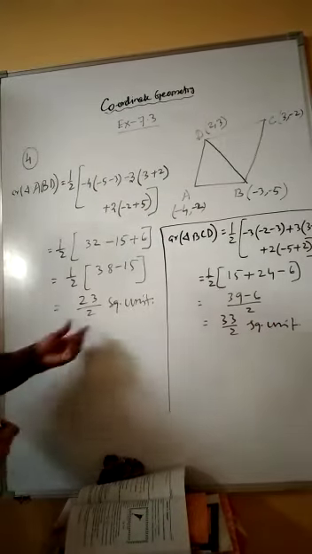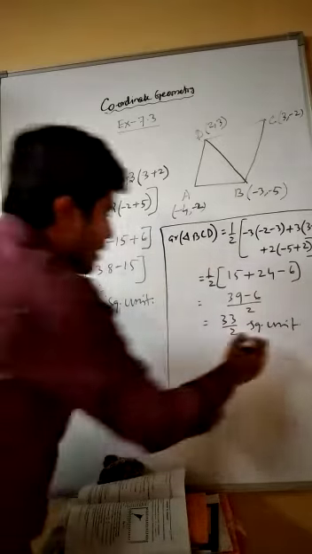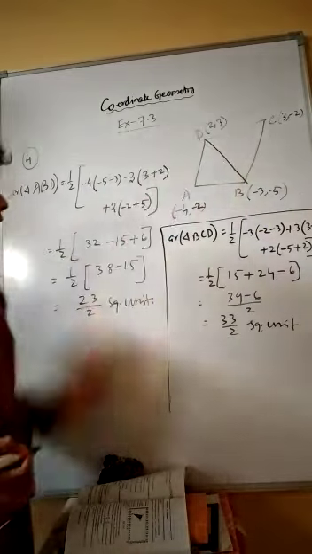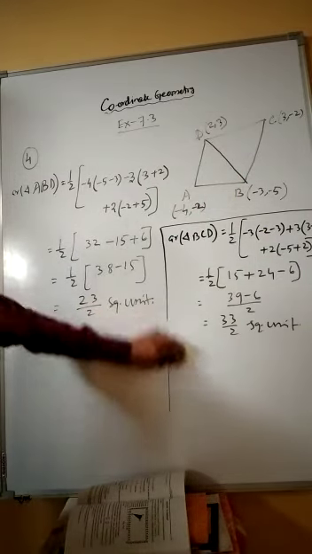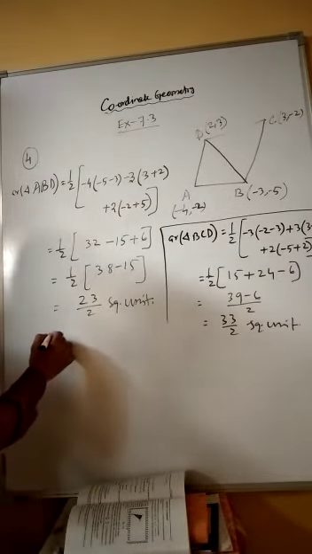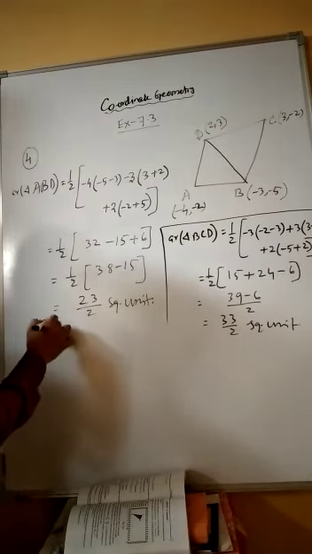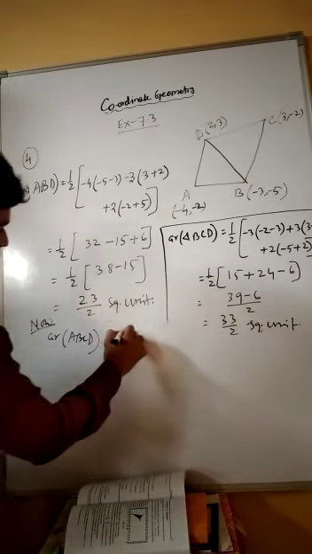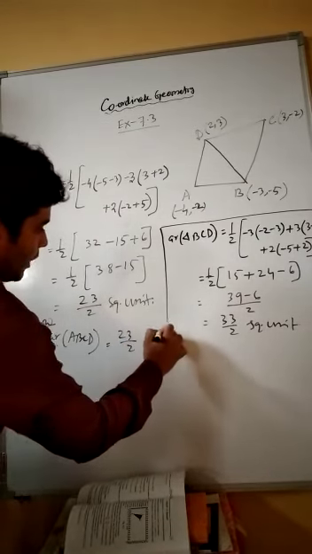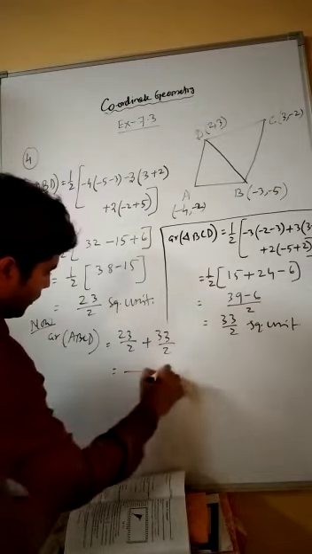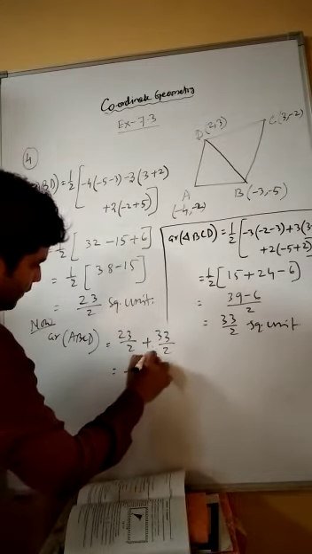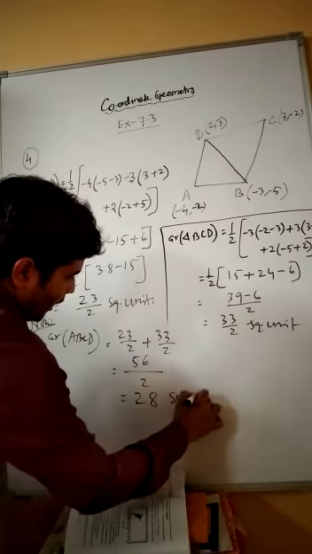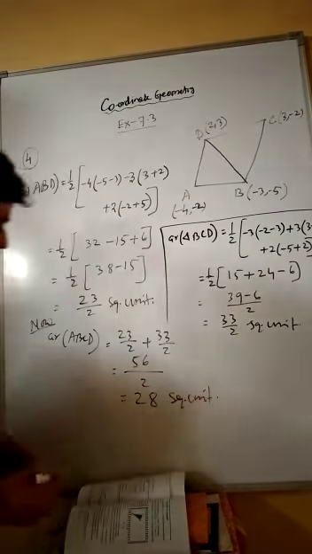So this one and this one are separately the areas of these two triangles. Now to get the full area, we have to join them. The area of ABCD equals 23 by 2 plus 33 by 2. The LCM is 2, 23 plus 33 is 56. If we cancel, then 28 square unit is the answer.